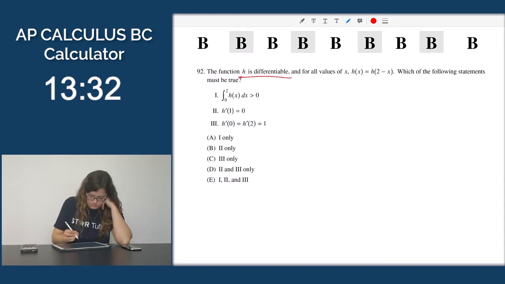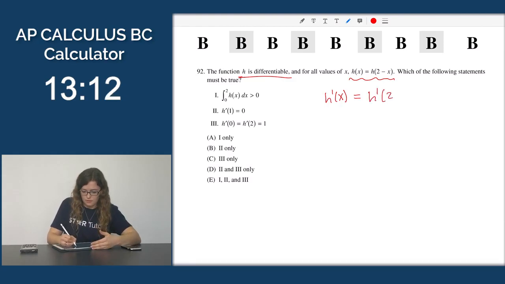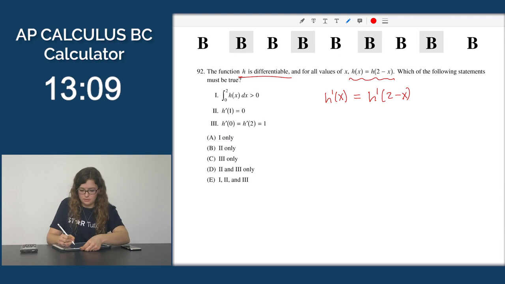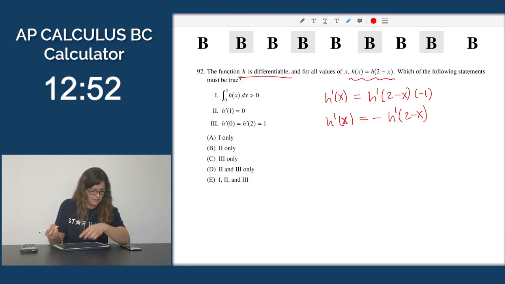So it's differentiable, so I know its derivative exists. I'm going to note that, that means I can take a derivative. So if I take the derivative of both sides of this equation, h of x equals h of 2 minus x, on the left side I'll just get h prime of x. On the right side, I'll get h prime of 2 minus x times the derivative. I have to do chain rule. So I'd have to do the derivative of 2 minus x, which is negative 1. So I know h prime of x is equal to negative h prime of 2 minus x. I don't know if that's going to help me yet, but it's something that I know.